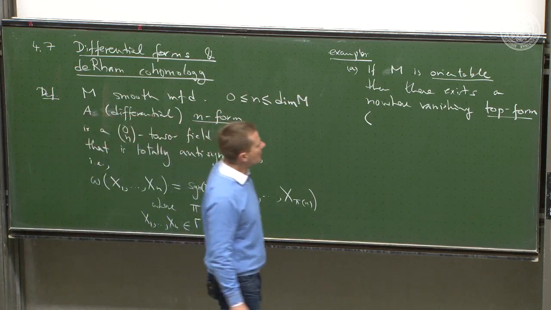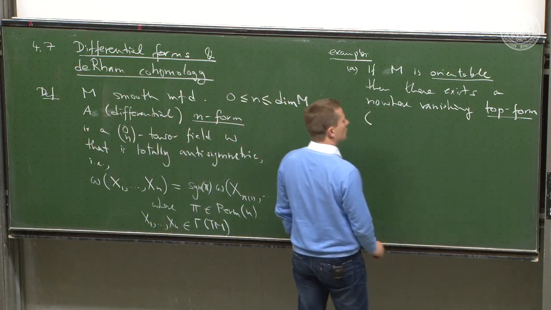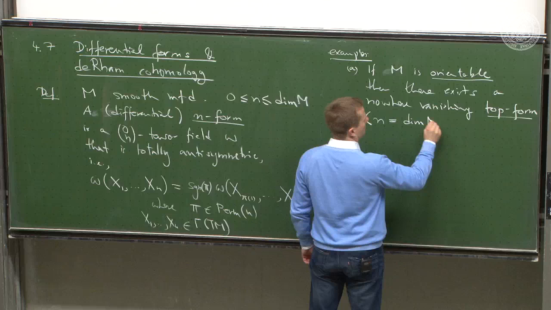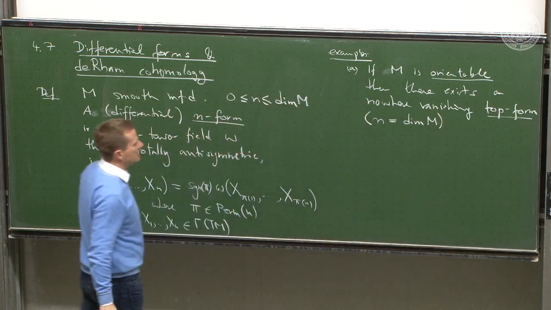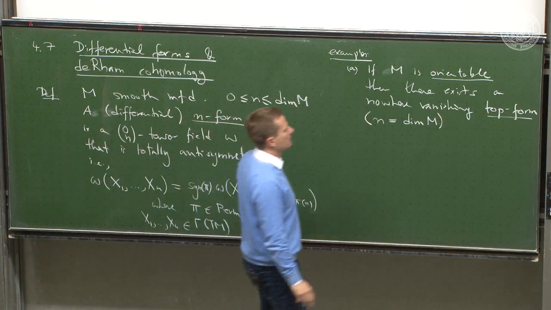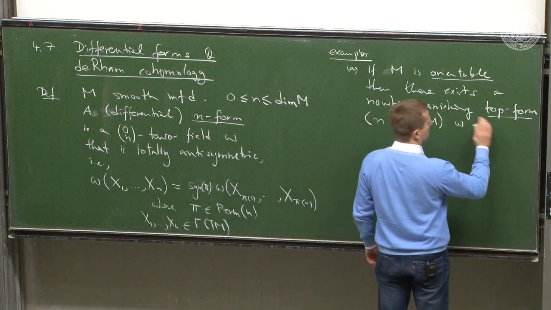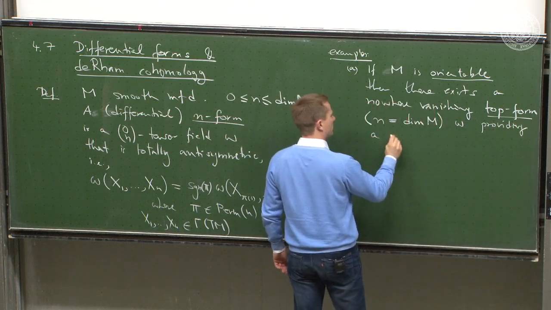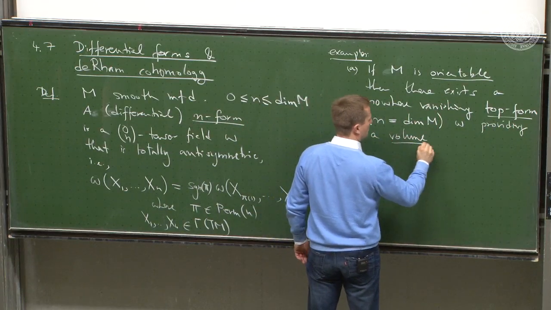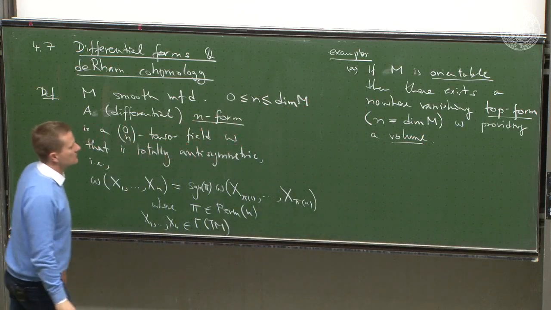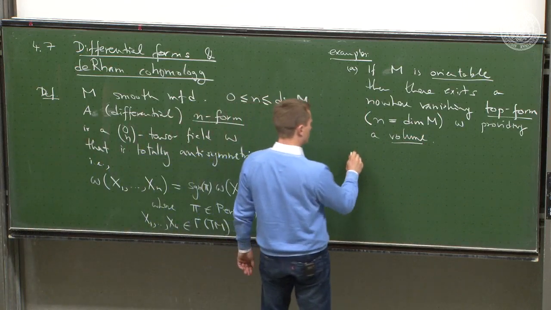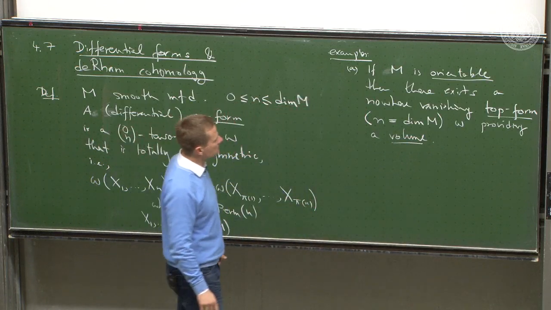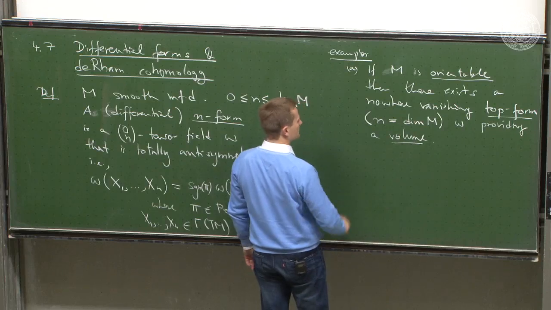And a 0-form neither, but the 0-forms, the (0,0) tensors, are the scalar fields. Okay? Now, we have a nowhere vanishing top form, and top form means that n is maximal, n equals dim M, omega providing a volume. I think we talked about this before. So that's an example for a differential form. And this provides a volume now in every tangent space because it's a field.